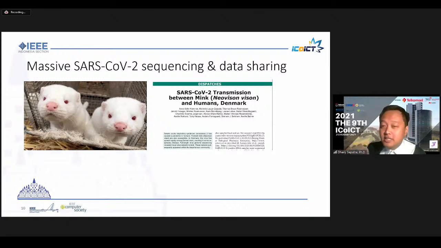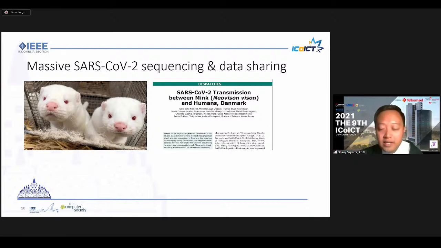So that's why there is this massive sequencing. Before sequencing, we will talk about PCR. The PCR test is compulsory for everybody in order to be active in some places, otherwise you should stay home in Denmark. After you get tested, if you're positive, the sample will be sequenced right away by the government sequencing department.